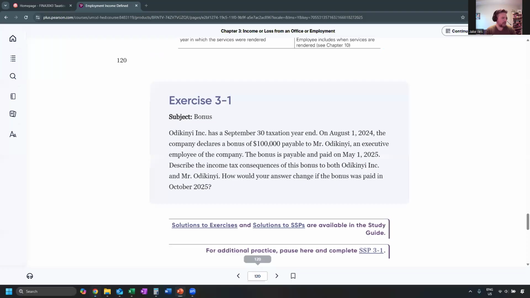So going to that example or the exercise, Odakinyi has a September 30th tax year end. On August 1st, the company declares a bonus of $100,000 to Mr. Odakinyi, an executive employee. The bonus is payable and paid May 1st, 2025. That's 9 months later. Describe the income tax consequences of this bonus to both Odakinyi, the company, and Odakinyi, the person. How does the answer change if it was paid in October?